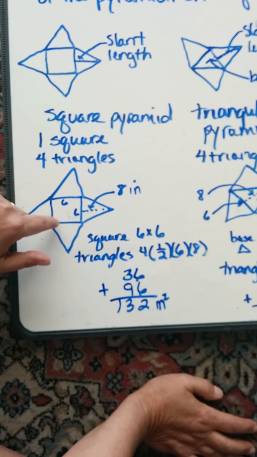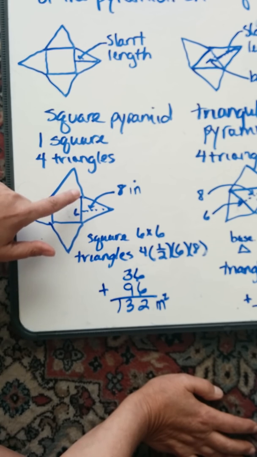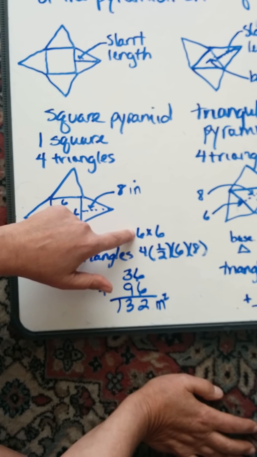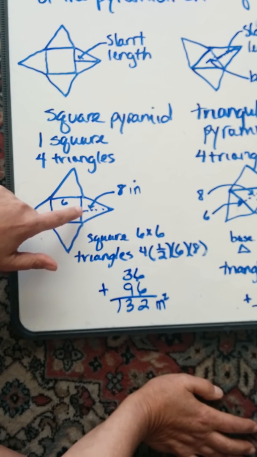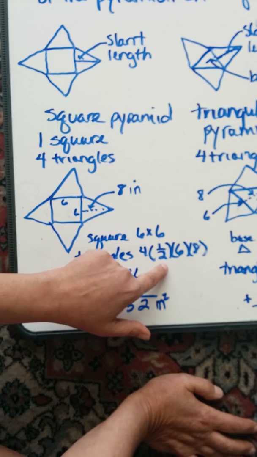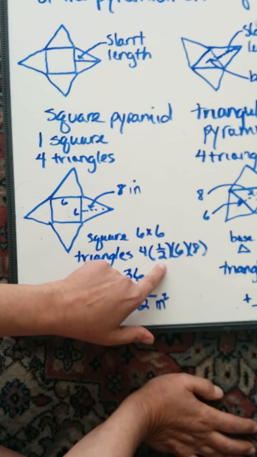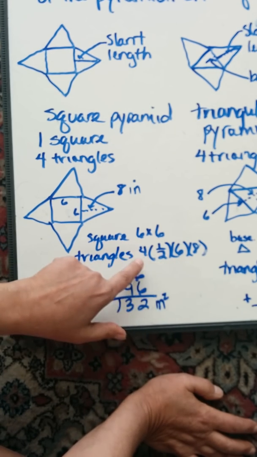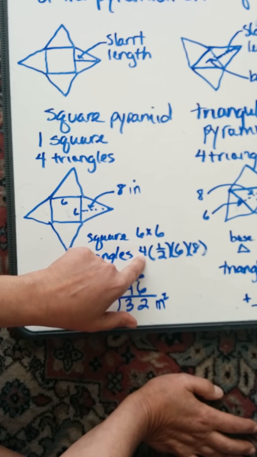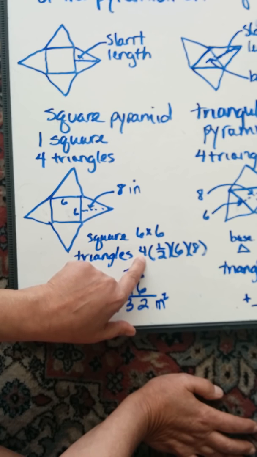Here is the square, a 6 by 6 square. So to find the area of the square is just 6 times 6. For the triangle, the base is 6. The height is going to be 8. So again, for a triangle, the area is 1/2 base times height. So 1/2 base times height, and then we need 4 of these, so I'm going to multiply whatever the solution is by 4 to get the area of all the triangles.